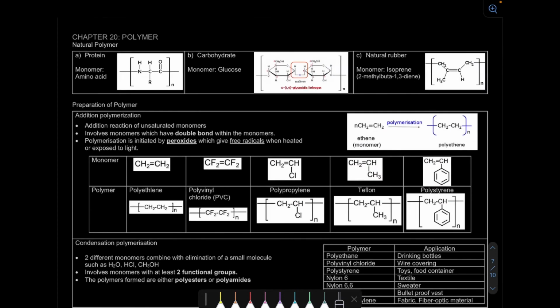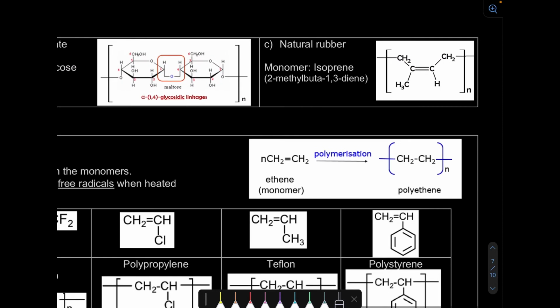Okay, so kita kena tahu juga there's a natural polymer. So kalau kita ada protein, dia punya monomer dia adalah amino acid. So kalau ni kita repeat banyak kali, so we're going to form our protein. So kalau carbohydrate, so the glucose is actually our monomer. Kalau polymer dia, kalau this structure is being repeated multiple times, that is what we call carbohydrate. And kalau rubber, natural rubber, dia punya monomer adalah isoprene ataupun di IUPAC nomenclature adalah 2-methyl buta 1,3-diene.